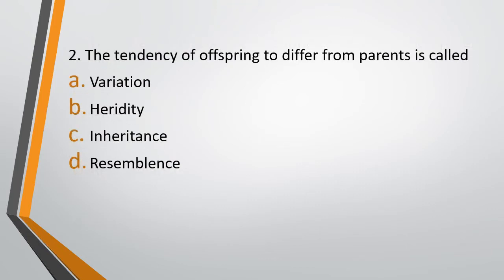Question 2. The tendency of offsprings to differ from their parents is called as option A, variation, option B, heredity, option C, inheritance, or option D, resemblance. The correct answer is option A, variations.